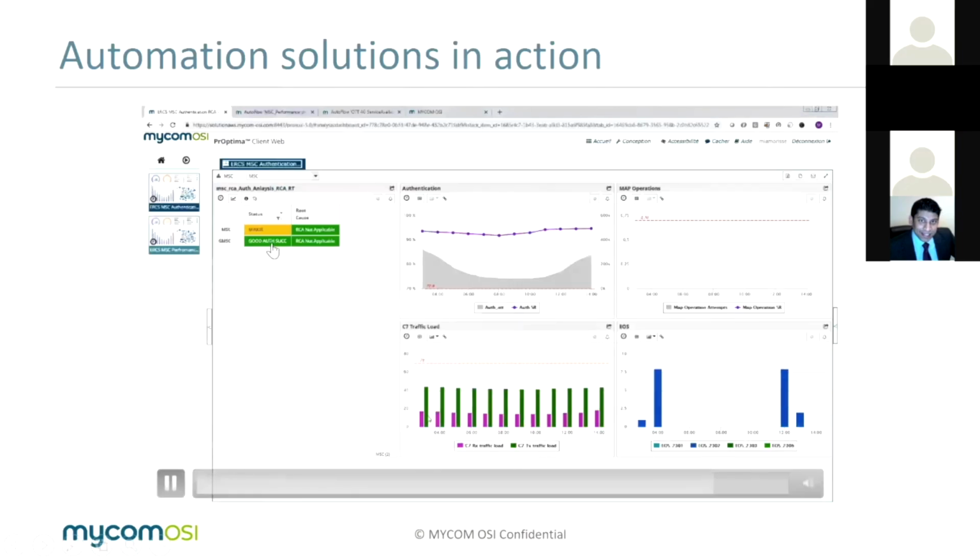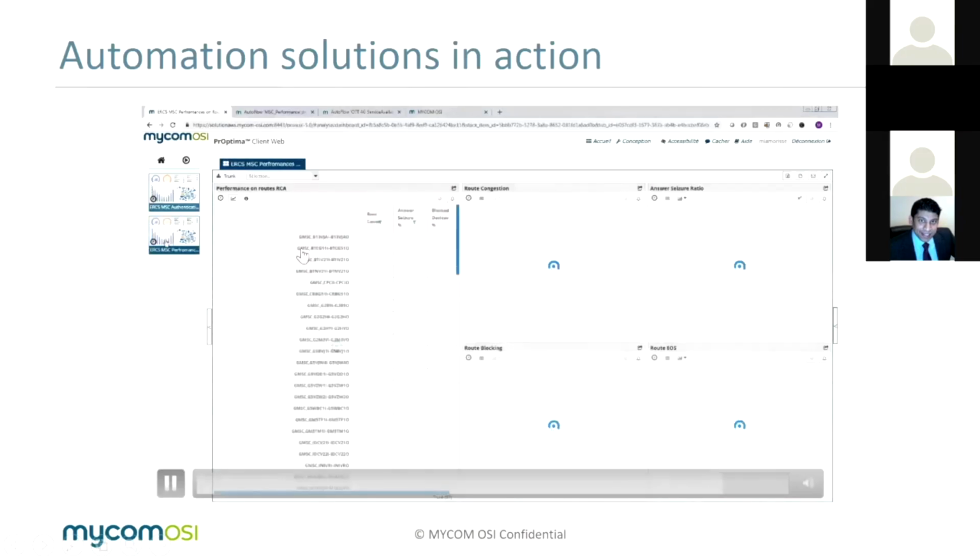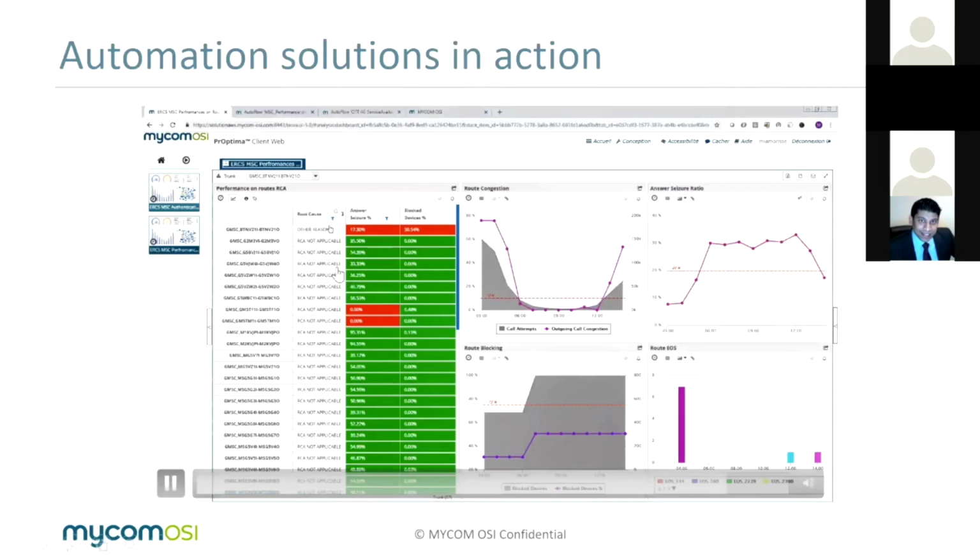So as you can see on MSC, for instance, you're able to look at good authentication success rates or whether things are really bad on the performance of the routes, finding out what the RCA is and all the different KPIs which are off the shelf and inbuilt as part of our solution too.